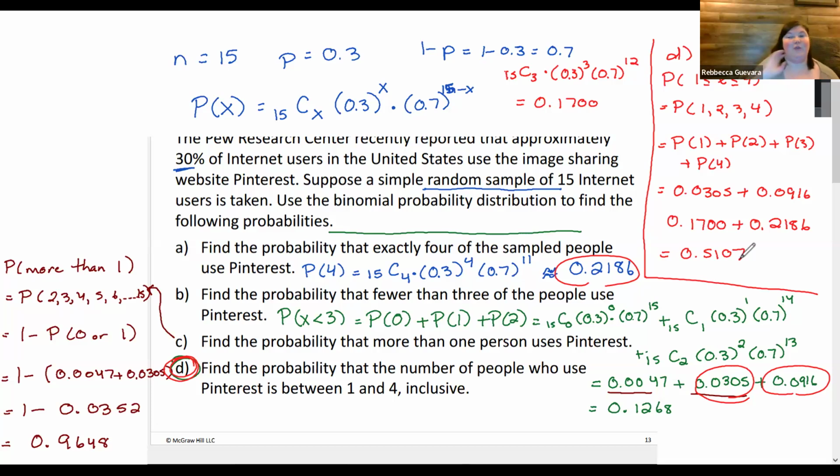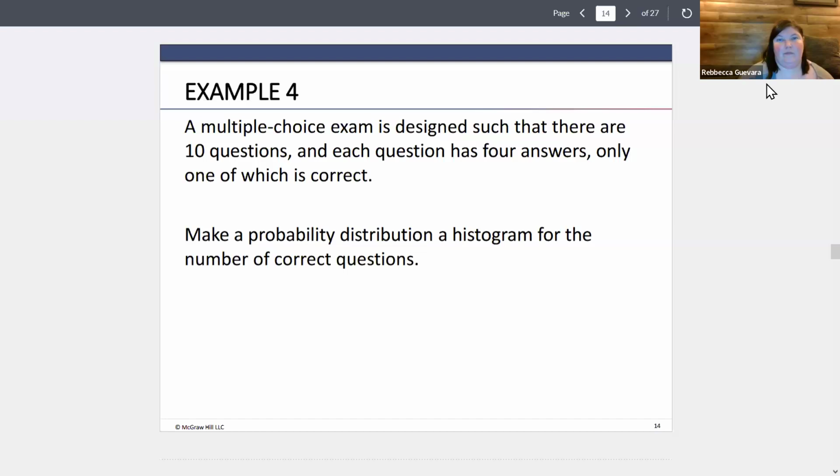So we get 0.5107. So as you can see, this is a bit of a monster. So we may want to consider looking at using a calculator to make this go a little smoother for us. All right, before we do that, I want to just talk about a probability distribution. So we can make binomial probability distributions.